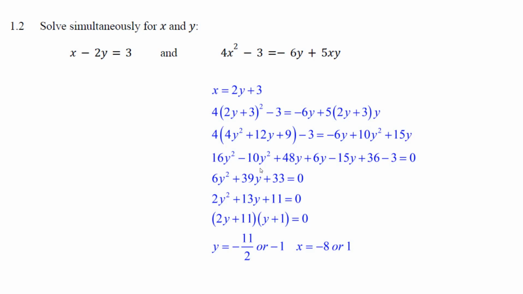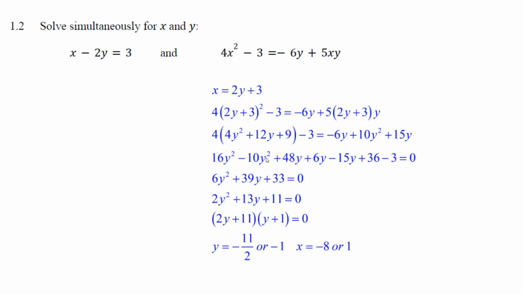Multiply that 4 out, you'll get 16y squared. And what I did is, right now, I subtract 10y squared. So I'm putting the y squareds on this side. Now we're going to get 48y. I'm going to add 6y and take away this 15y. I've got a minus 3 here. But this 4 times 9, I've also got 36 at the end.